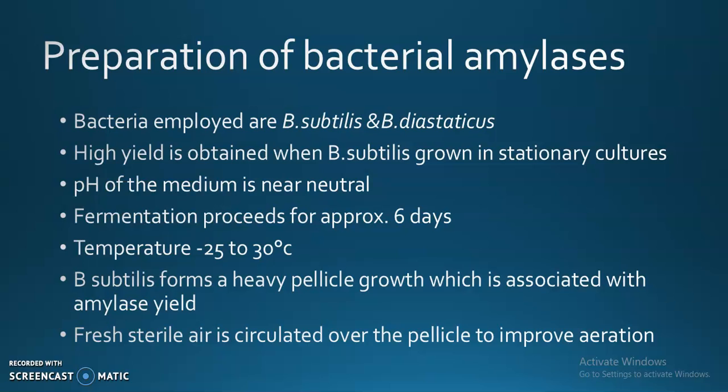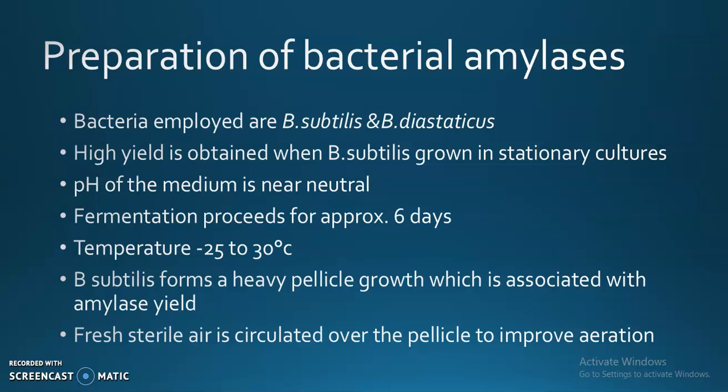Preparation of bacterial amylases. Bacteria employed are Bacillus subtilis and Bacillus diastaticus. High yield is obtained when Bacillus subtilis is grown in stationary cultures. The pH of the medium is near neutral. Fermentation proceeds for approximately 6 days. Temperature employed is 25 to 30 degrees Celsius.